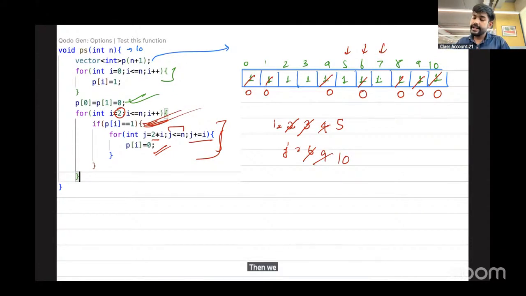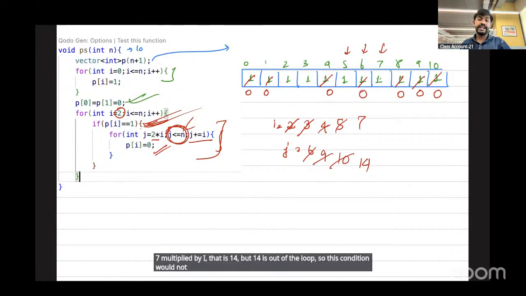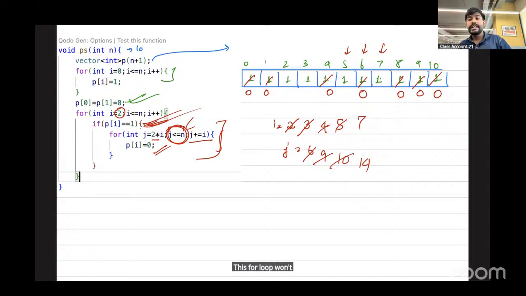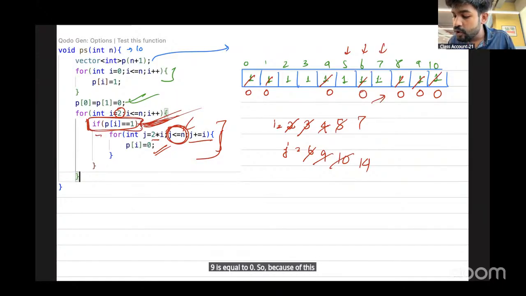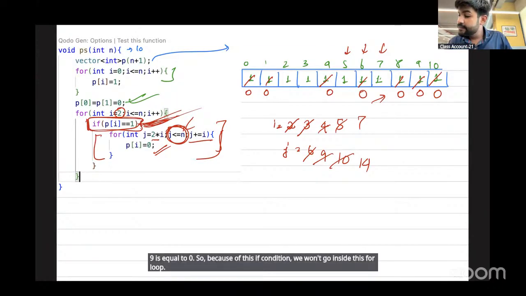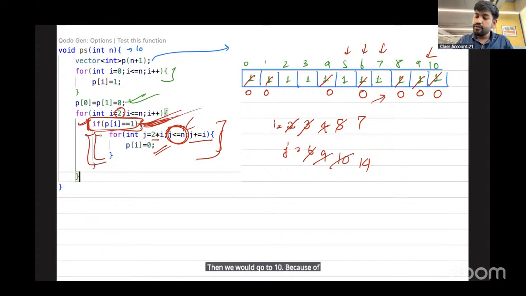Then we would go to 7. It would go inside this loop. J is equals to 7 multiplied by I, that is 14, but 14 is out of the range. So because of this condition, this for loop won't run. Then we go to 8. P of 8 is already equal to false. So because of this condition, we won't go inside this loop. Then we would go to 9. 9 is equals to 0. So because of this if condition, we won't go inside this for loop. Then we would go to 10. Because of this condition, we won't go inside this loop.